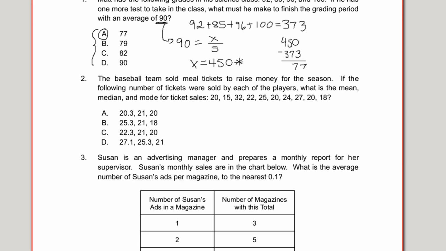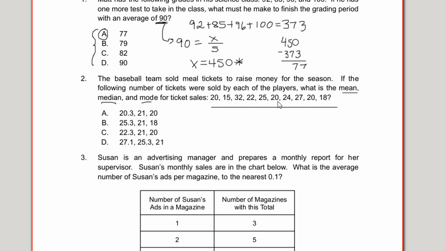A. Question number 2 says that the baseball team sold meal tickets to raise money for the season. If the following number of tickets were sold by each of the players, what is the mean, median, and mode for each ticket sales? So we need to know what these 3 values are and how to distinguish those when we have a set of data.